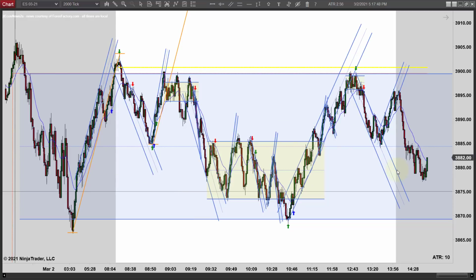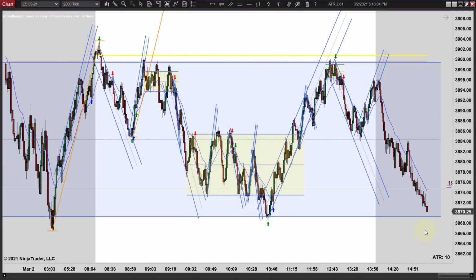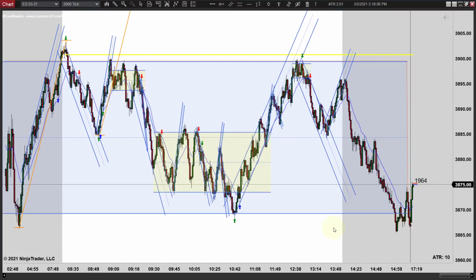And as you can see, we just had a range day. Originally, I was playing the highs and lows, but as you start to see the resistance at a consistent place, drop it down. So most of your highs were around 3,900, and most of your lows were around 3,870. Looks like on this last move down, we actually tested those very lows.